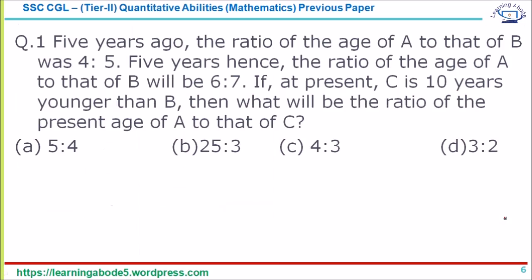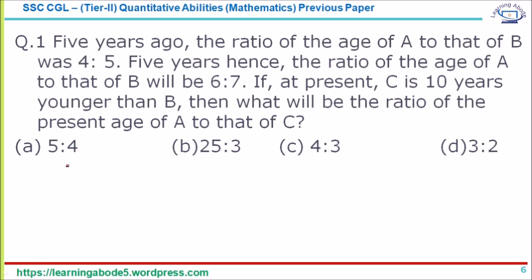The first question is on ratio and proportion. It's about 3 people. The ratio between the ages of A and B 5 years ago is given as 4:5, and 5 years hence is given as 6:7. If at present C is 10 years younger than B, what will be the ratio of A to C?